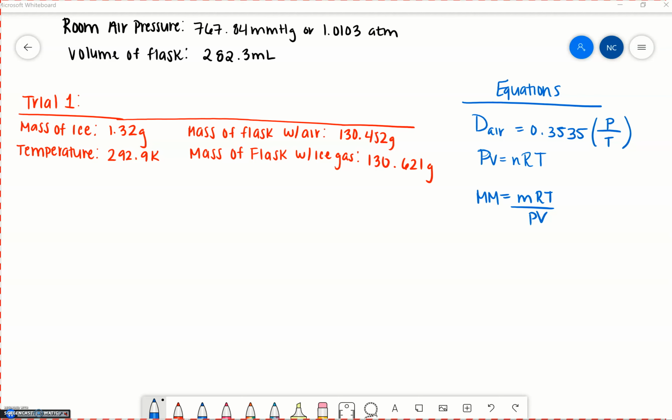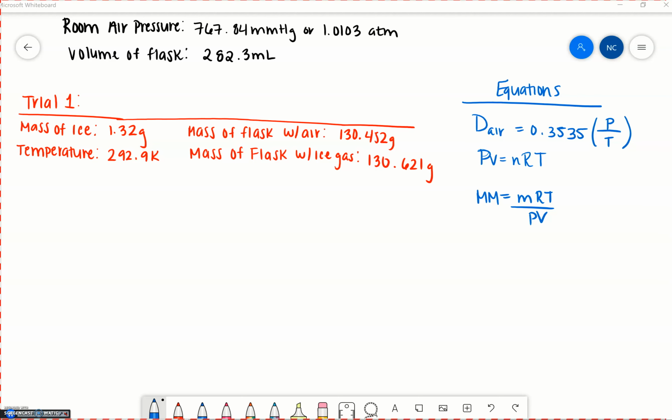There was an email that was sent out on Wednesday because there was an error in the sample data. So go back and see what has changed, because there is a new room air pressure and a new mass for trial 2. So when you do the calculations for trial 2, it is accurate.